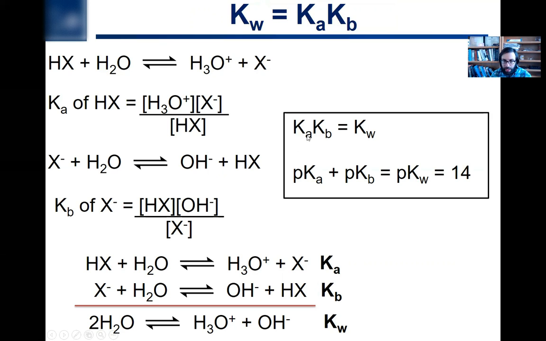You can also take the p's of all these, and that gets you pKa plus pKb equals pKw. pKw equals 14 because 1.00 times 10 to the minus 14 was Kw. Why is it a plus here, not multiplying? That's a logarithm rule, right? If you take a logarithm of a product, there's a mathematical rule. Mathematically, what that ends up being is addition.